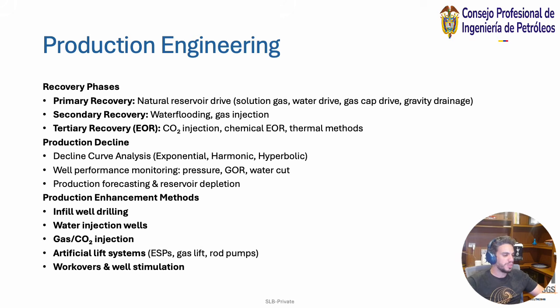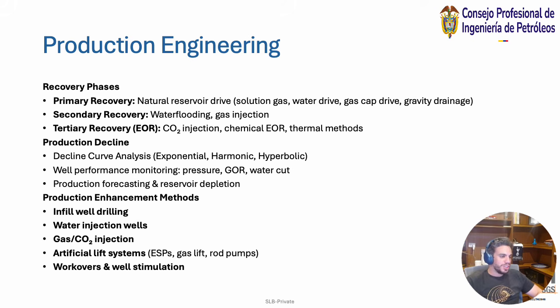And it makes sense because you're manipulating pressure, you're manipulating flow, and so forth. Gas and CO2 injection is a lot more expensive, but it's trying to achieve the same thing. And then artificial lift systems is what we've talked about, the ESP pumps, gas lift, and the rod pumps. And then we have the workovers and well stimulation, and that's basically the fracking and acidization.